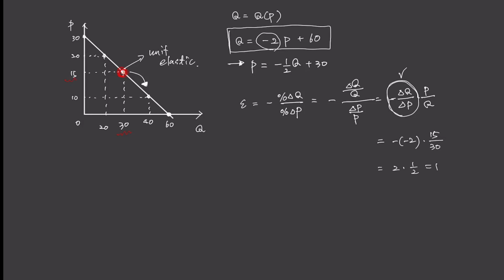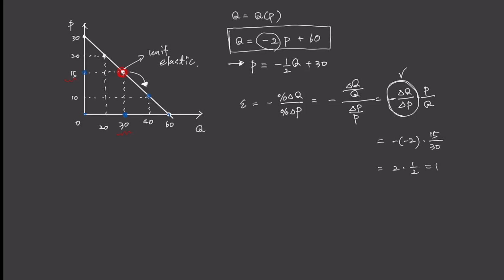Let's see what the characteristic of this is. This one expands from 0 to 60. The midpoint is nothing but 30. And this one is going from 0 to 30. The midpoint is 15. So a linear demand function has a characteristic: at the midpoint, elasticity is unit elastic. In other words, the elasticity of demand is 1 at the midpoint in the case of a linear demand function.